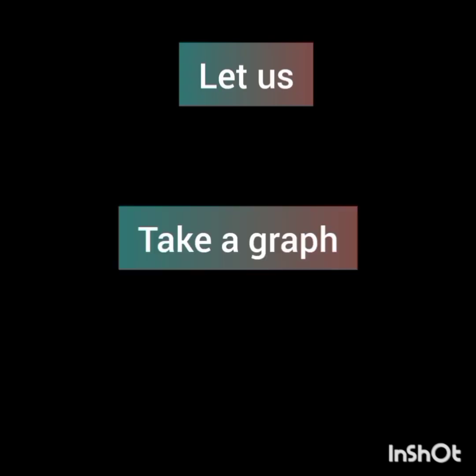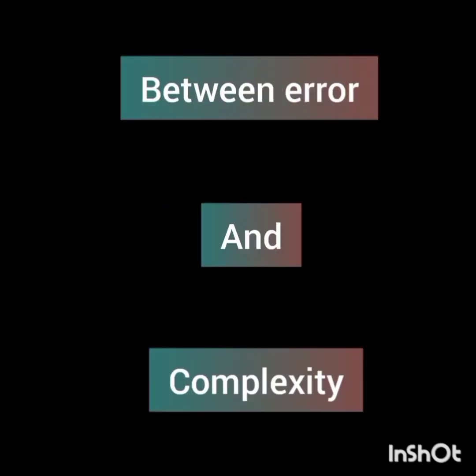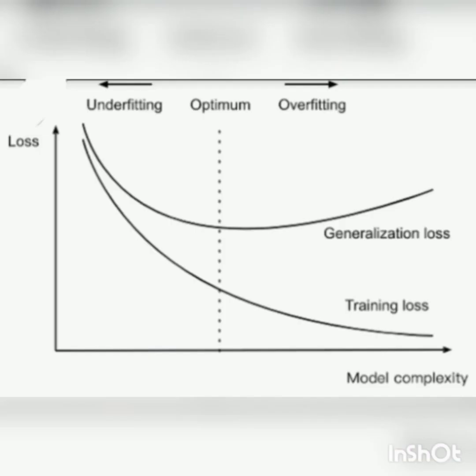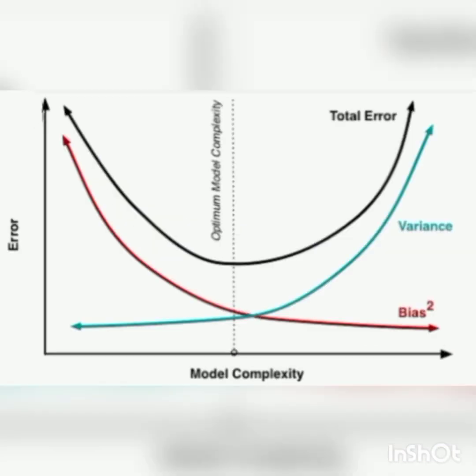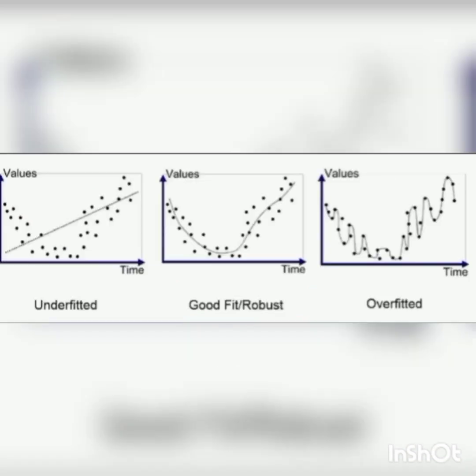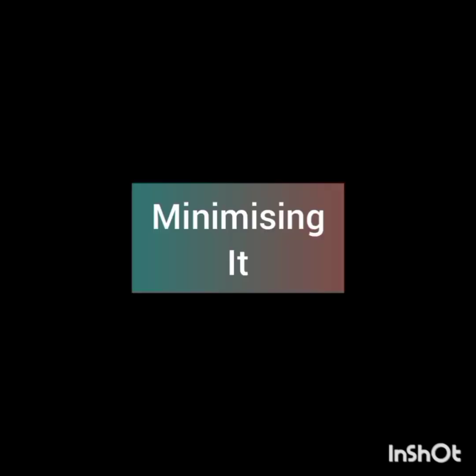Let us take a graph between error and complexity. For train data, if the complexity increases, the error decreases. But for test data, up to some point, by increasing complexity, the error may decrease. But mostly, when complexity increases, the error for test data also increases. This is called overfitting.